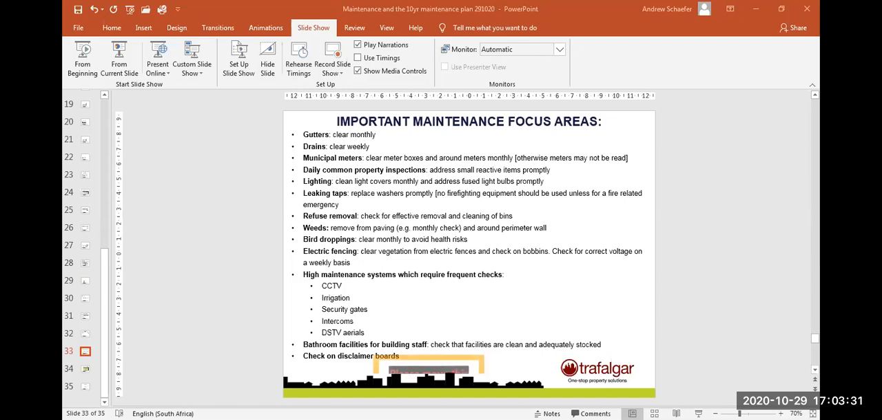Electric fencing, to avoid your security company addressing continuous false alarms, I would suggest once a week, or at the very least once every 2 weeks, take a walk around the site, have a look if all your vegetation has been trimmed from the fence itself, check if all your bobbins are in place, see if your wires are taut and are installed as they were intended to be.